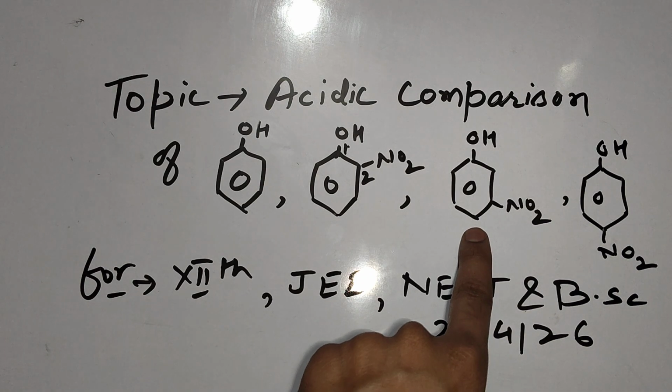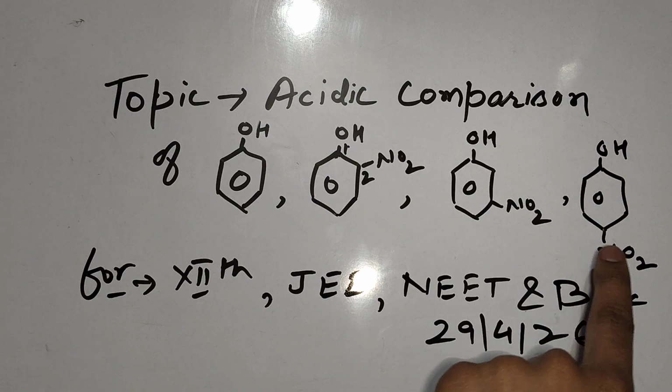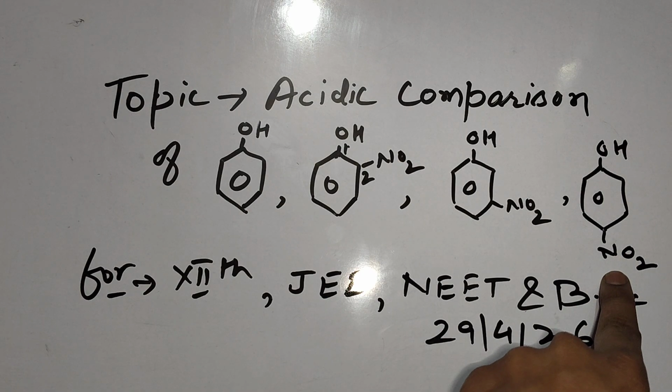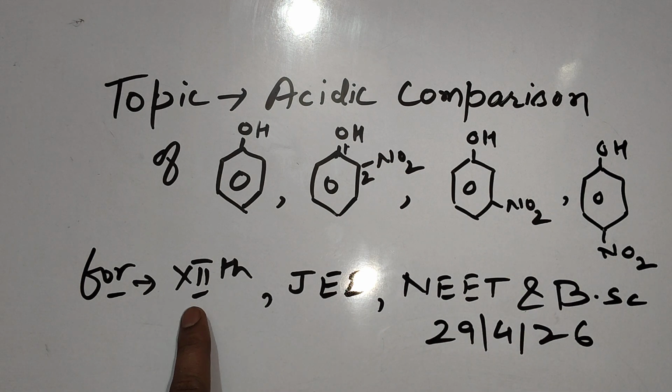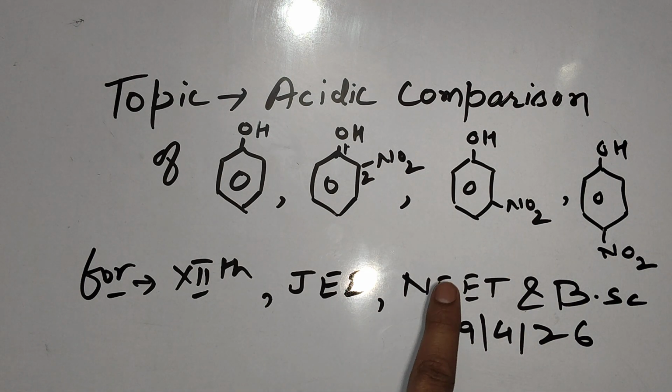Next is meta-nitrophenol, which you can call 3-nitrophenol. Next is para-nitrophenol, which you can call 4-nitrophenol in IUPAC naming. The topic is present in 12th class syllabus, JEE, NEET and BSc also. Let's start comparing their acidic natures.